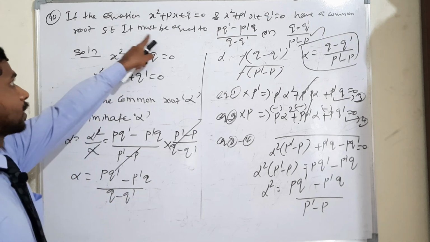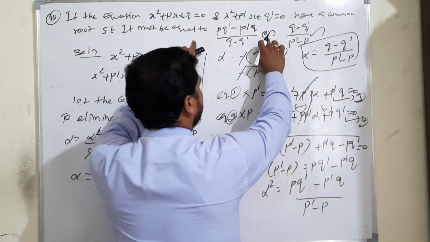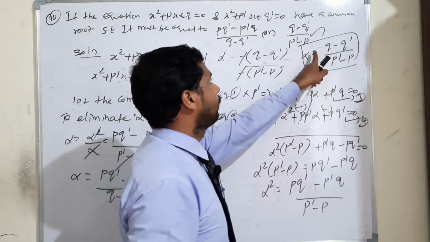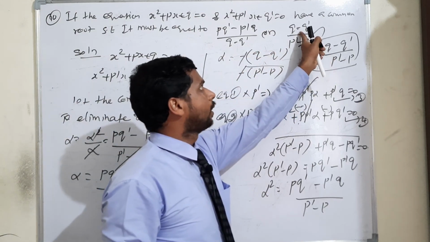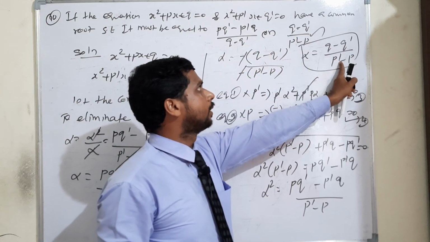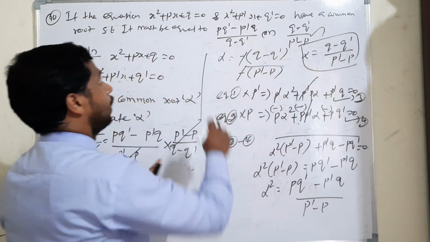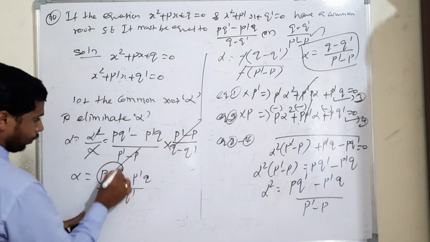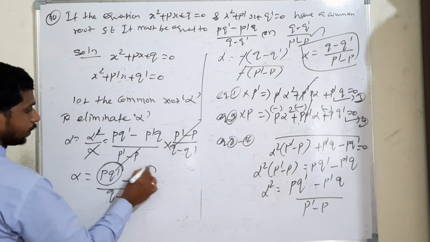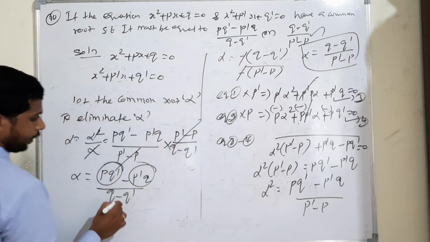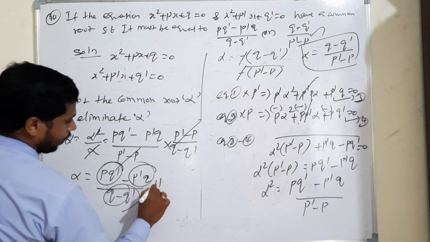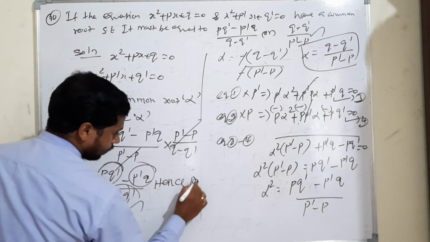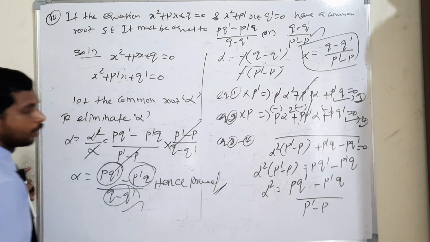See, it must be equal, the first term and the second term. Already we found alpha is equal to q minus q dash divided by p dash minus p. The second one is p q dash minus p dash q, denominator q minus q dash. So we have to prove this. Therefore, lastly we can write hence proved. Okay, one of the important 5 mark questions.